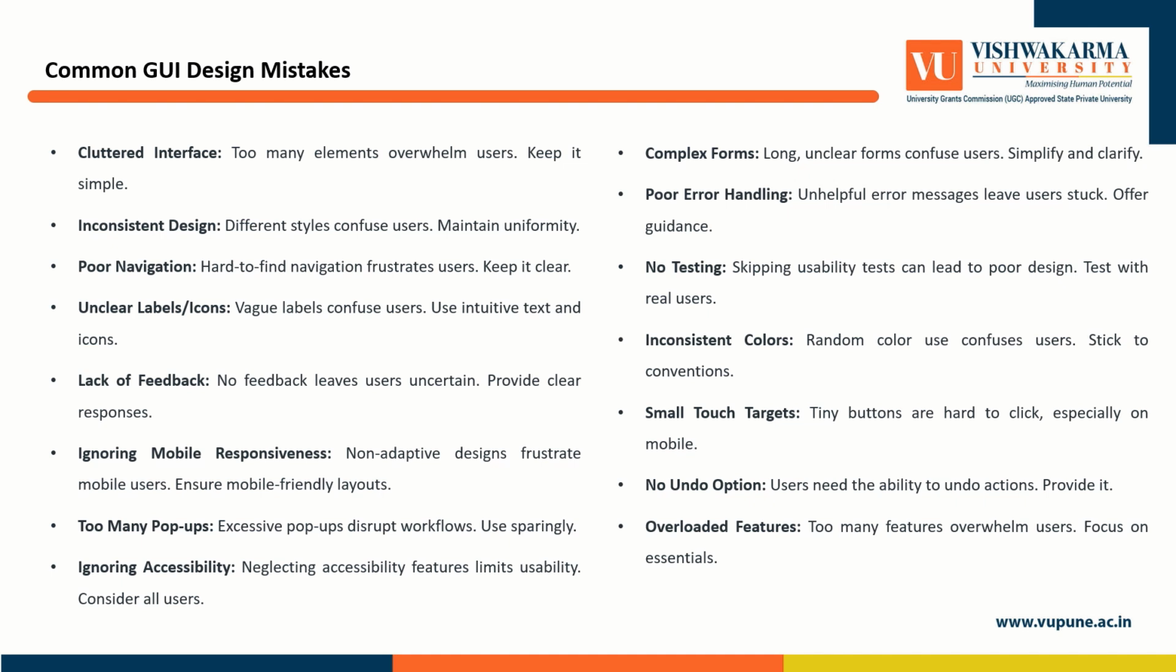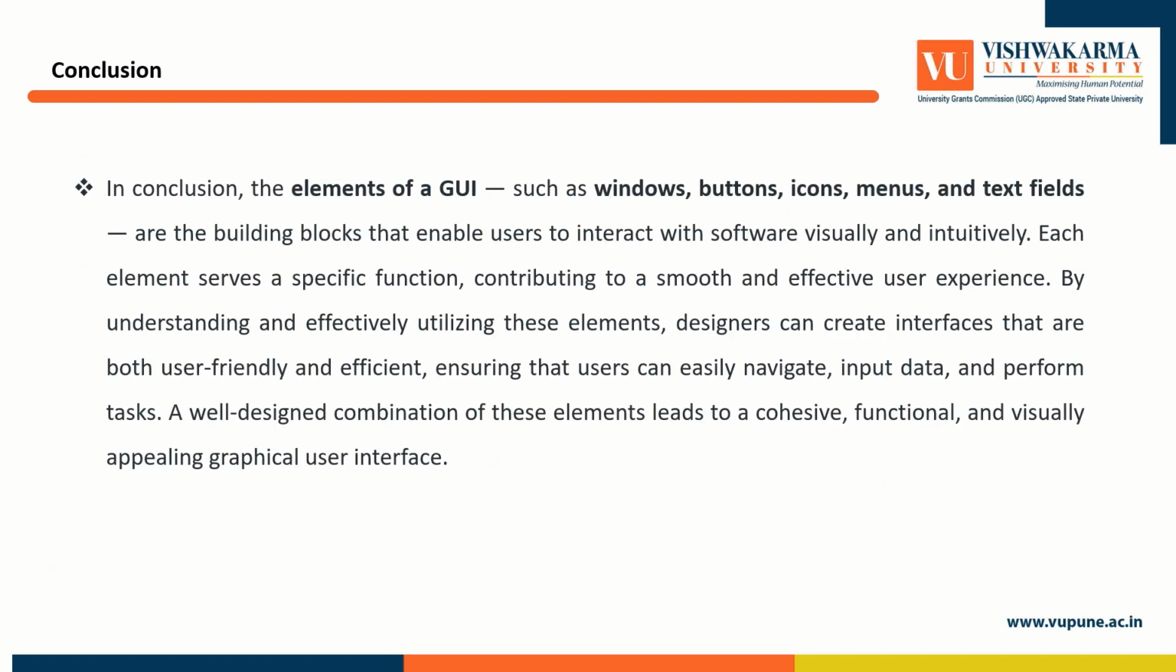These are all the common GUI design mistakes. So moving to the next slide. This is my last slide. Conclusion. In conclusion, the elements of a GUI such as windows, buttons, icons, menus, and text fields are the building blocks that enable users to interact with the software visually and intuitively.